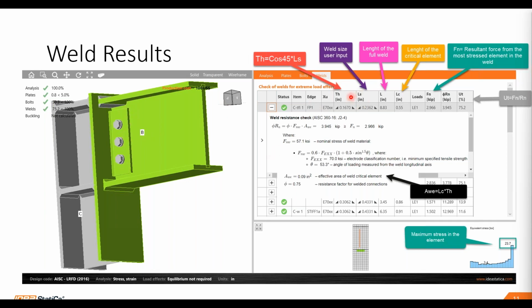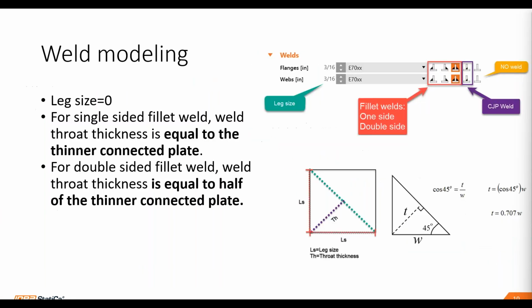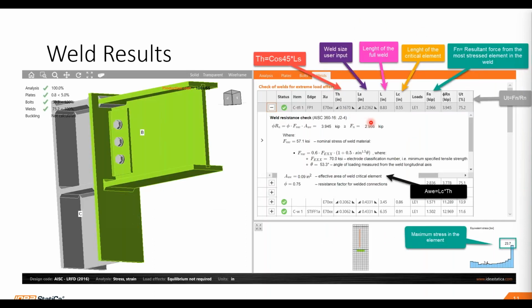Okay, and then you have this TH value, so that TH value is the throat thickness. So how we calculate that, we use the leg size that you input here, we multiply that by cosine 45, so that was the previous calculation that I had here, so that's how we calculate that throat thickness.